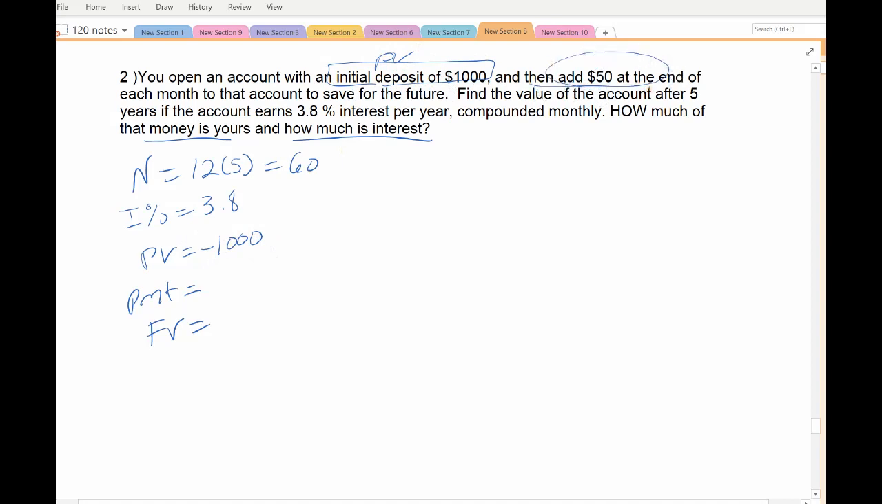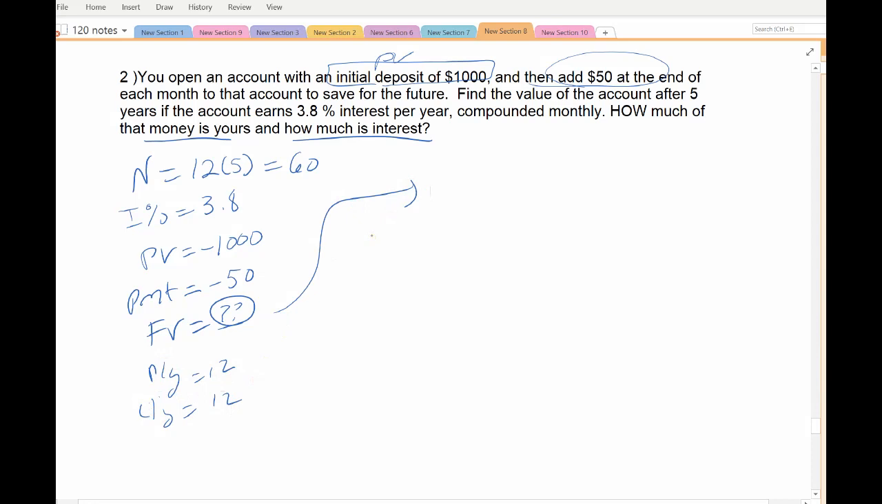Then we're going to add regular payments. So negative 50. Those both need to be negative, and they have to be negative in this case. I'm putting $1,000 in the account at the start of the 5 years. And then every month after that, I'm adding $50 out of my pocket. So both of those are negative. I'm going to solve for the grand total. All right, how much is in my future value? Payment period and compounding period are both 12.